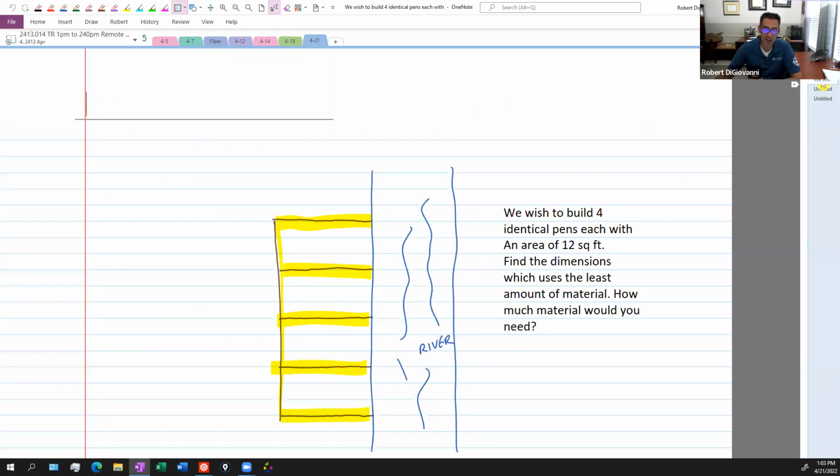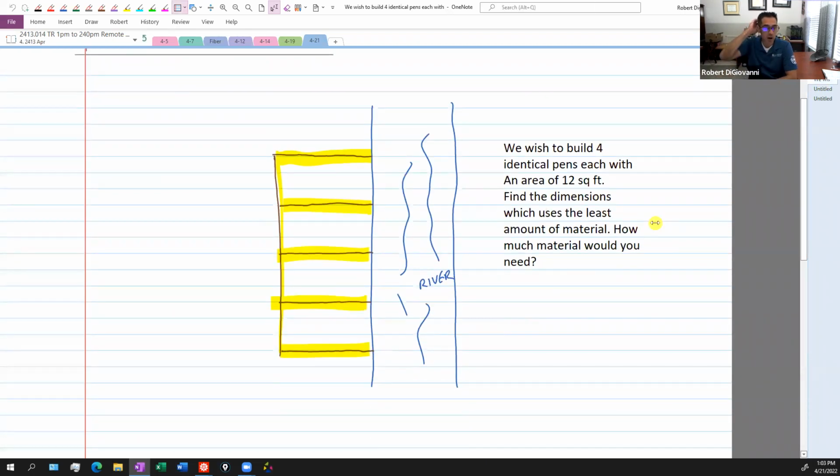So at the end of class last time, I asked you to consider this problem where you had to build an enclosure with 4 identical pens, each with an area of 12 square feet, and find the dimensions which would use the least amount of material. So did anyone try this or take a look at it? I know you had other homework to do. No? Okay. All right, so let's do this.